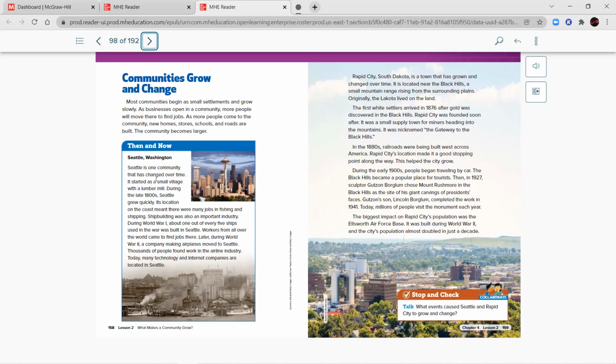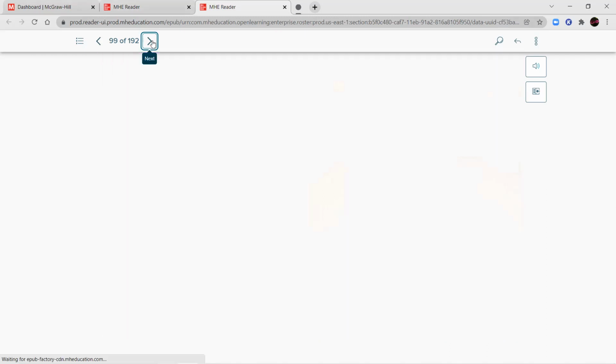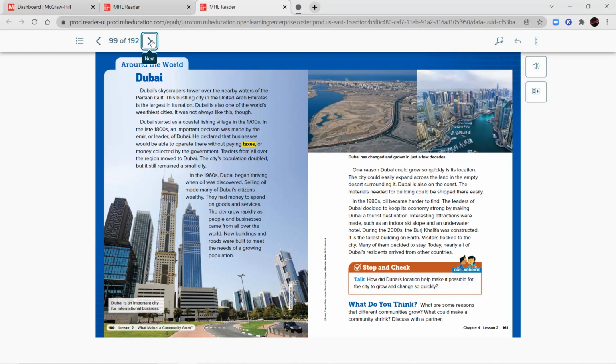The biggest impact on Rapid City's population was the Ellsworth Air Force Base. It was built during World War II, and the city's population almost doubled in just a decade. So we can also list that people moved to places like Seattle to find work in many industries, such as the airplane industry. And we can list that people moved to Rapid City to be able to go to these schools and participate in the growth of the community there.